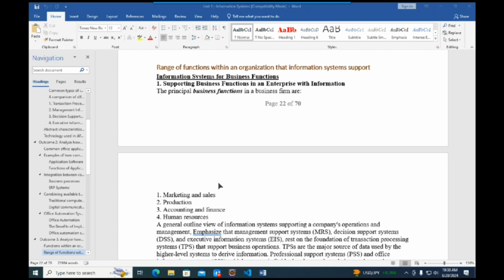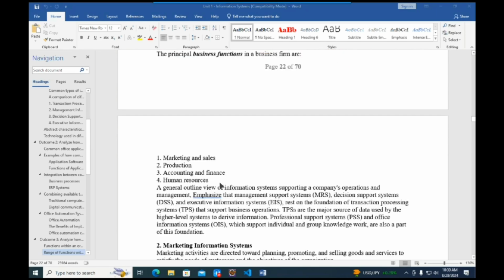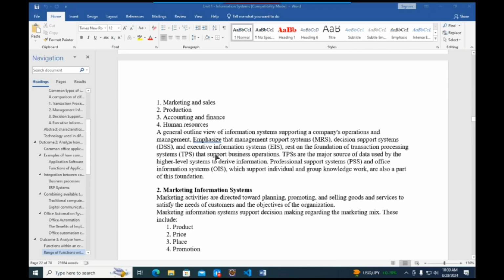Okay, so we need to revisit the principal business functions as I have explained them. But I'm going to focus on four, as these are the main ones that cannot be missing in a business or in an organization. The first one is marketing and sales. The second one is production. The third one is accounting and finance. The fourth is human resource.